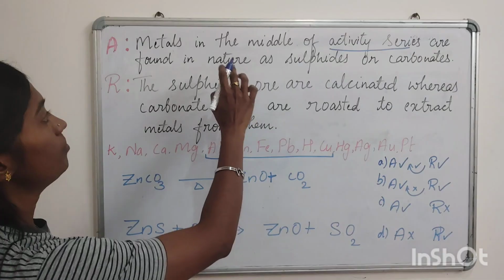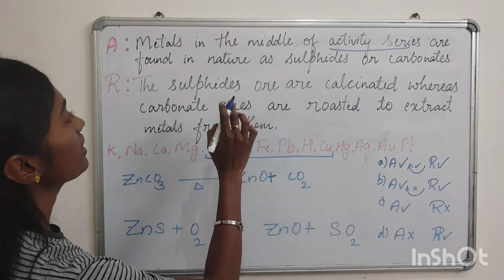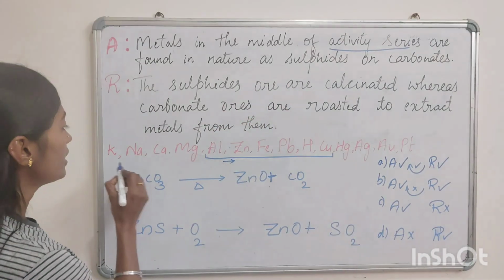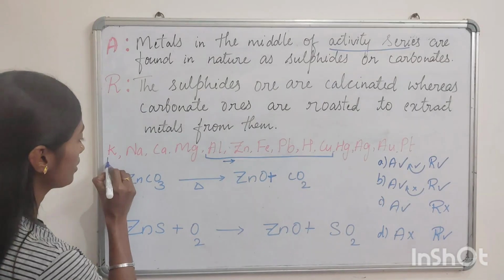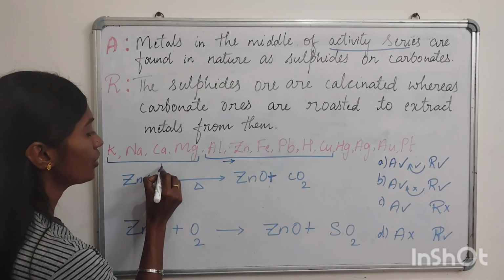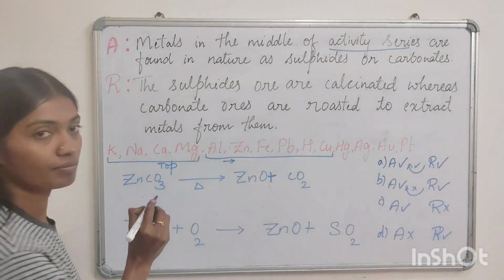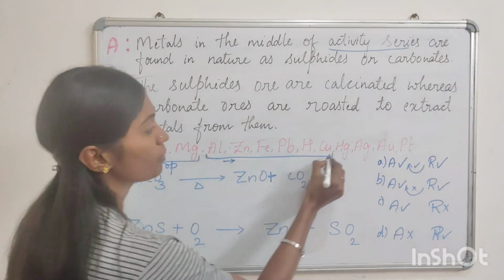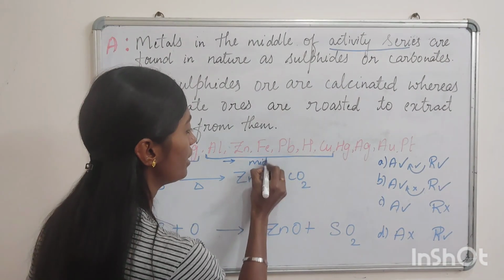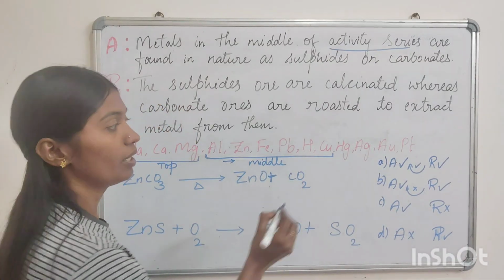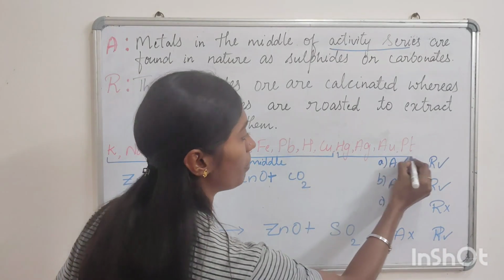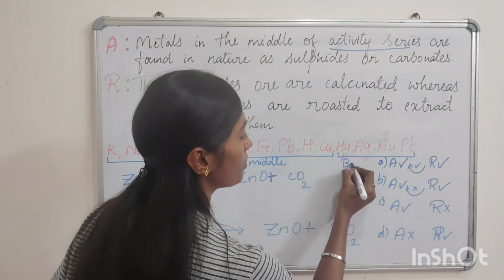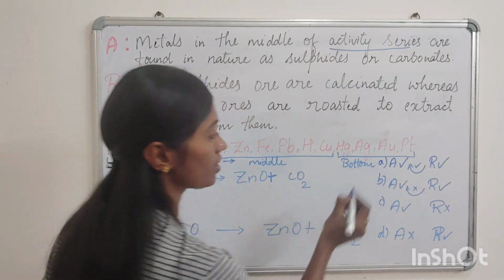So metals in the middle of the reactivity series are found in nature as sulfides. See, these metals come at the top of the reactivity series. From aluminium to copper, these are the middle of the reactivity series, whereas from mercury till platinum, this is the bottom of the reactivity series.